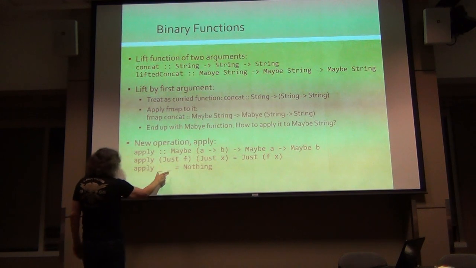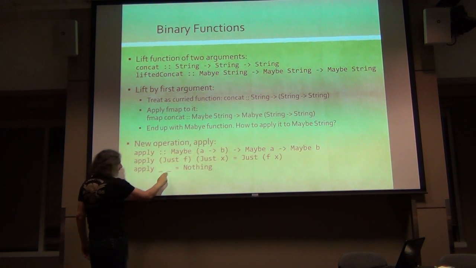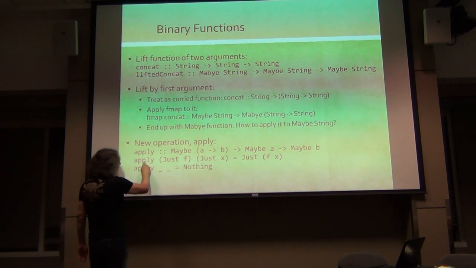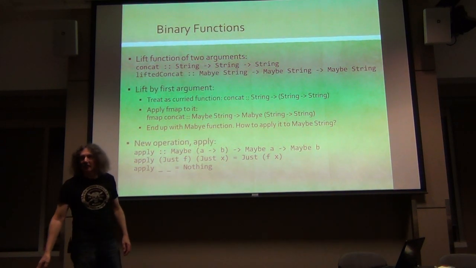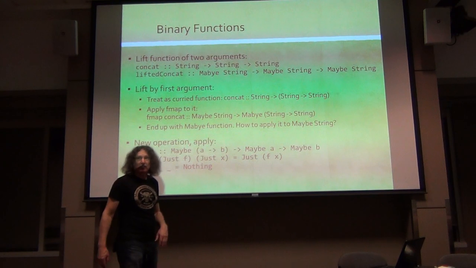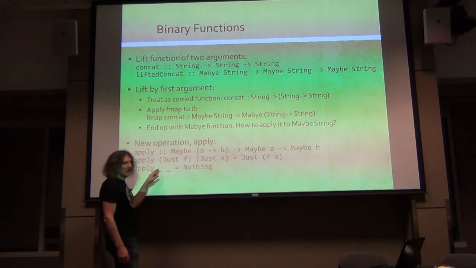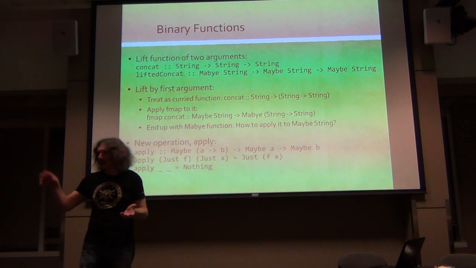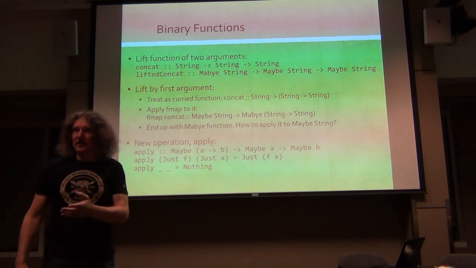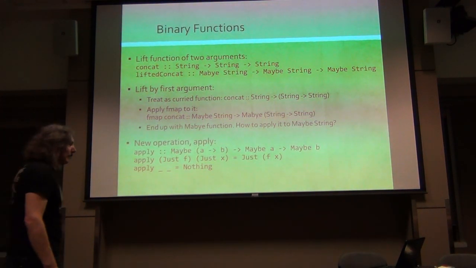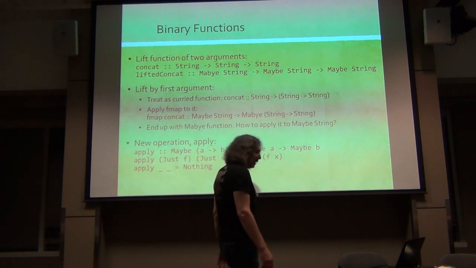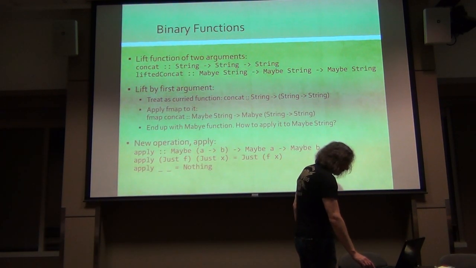This means pattern matching everything, right? So if this does not apply, then whatever other combination of patterns you have here, just return nothing. Which means if the function is nothing, then who cares about the argument? If the argument is nothing, who cares about the function? It's still nothing. And if both of them are nothing, then you have nothing squared.